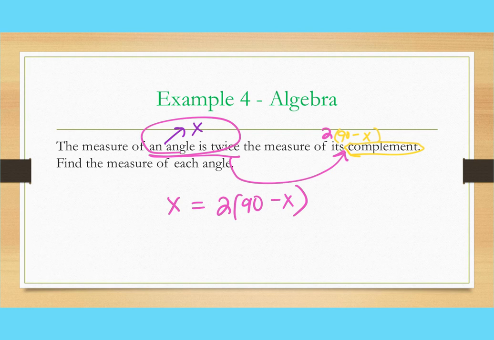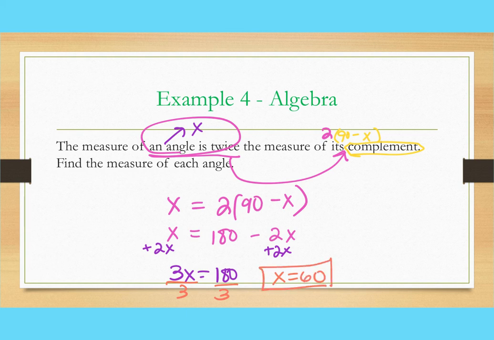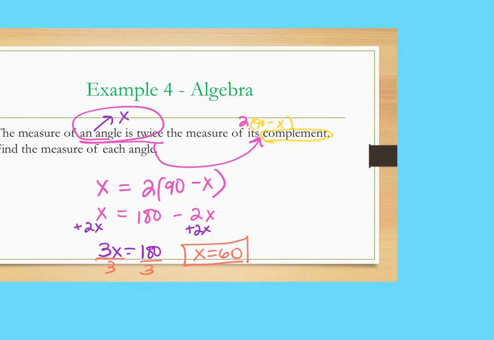The other way will always work itself out like the first way. So this is x equals 180 minus 2x. Then I add the 2x. 3x equals 180. Divide by 3. And x is 60. So if an angle is 60 degrees, what's its complement? 30. 30 degrees, and 60 is twice 30. Yes, that's how you can check it, okay?